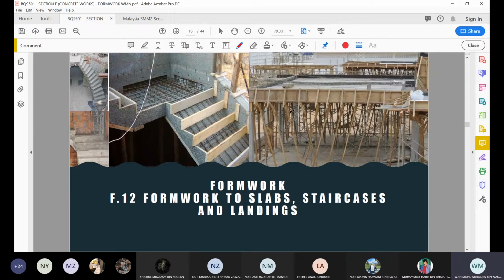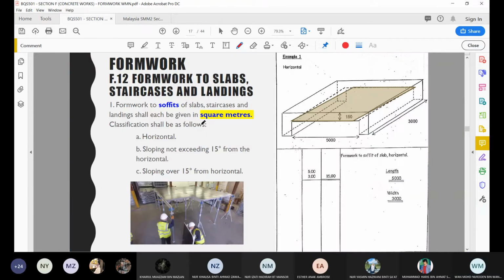Okay, number F12, earlier was F11. This one is F12, formwork to slabs, staircase, and landing. This is the staircase area. Number 1, formwork to soffit of slab, staircase, and landing shall each be given in square meter. This is the underside area, so the unit is square meter.